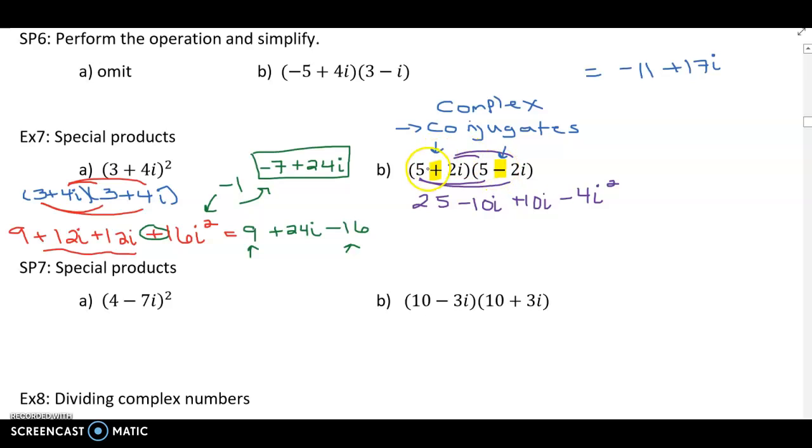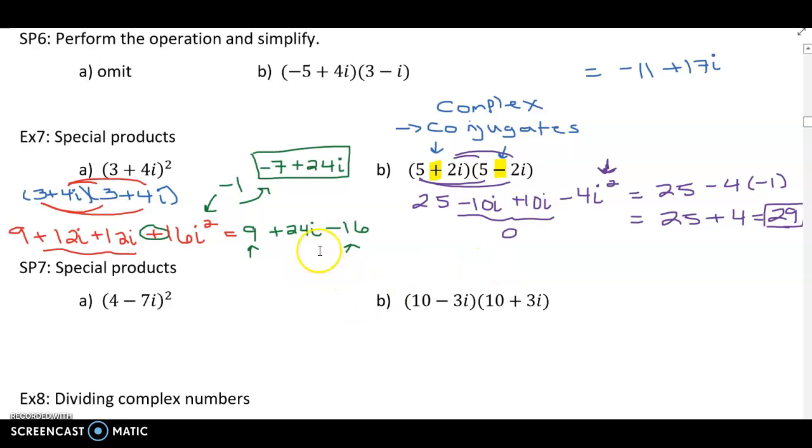Now, if it's a conjugate, if they're opposite signs in the middle, these middle terms will zero out every time. And that's going to come in handy when we divide next. So if it's a plus and a minus and everything else is the same, the middle terms zero out, which leaves us with 25 minus 4, and I'm going to change that i squared to negative 1. Which is 25 plus 4, which is 29. No more imaginary part, just 29.